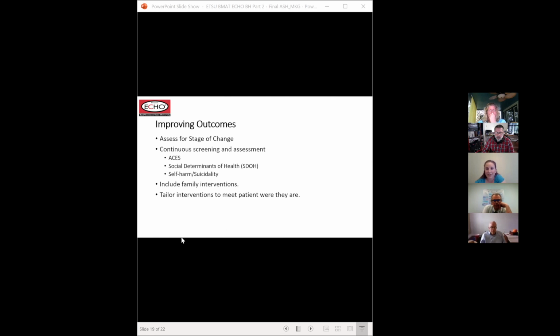And then tailoring the interventions to meet the patient where they're at. So if they're willing to work on their opioid use disorder, but not quite ready to work on their methamphetamine use disorder, we're more likely to help them with their methamphetamine use disorder if they're coming to see us regularly. If we kick them out and say, don't come back, it's a whole lot harder to get them to change.